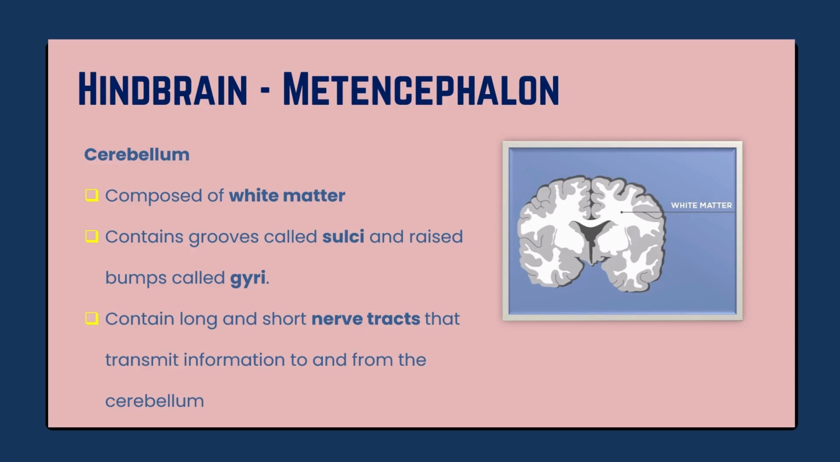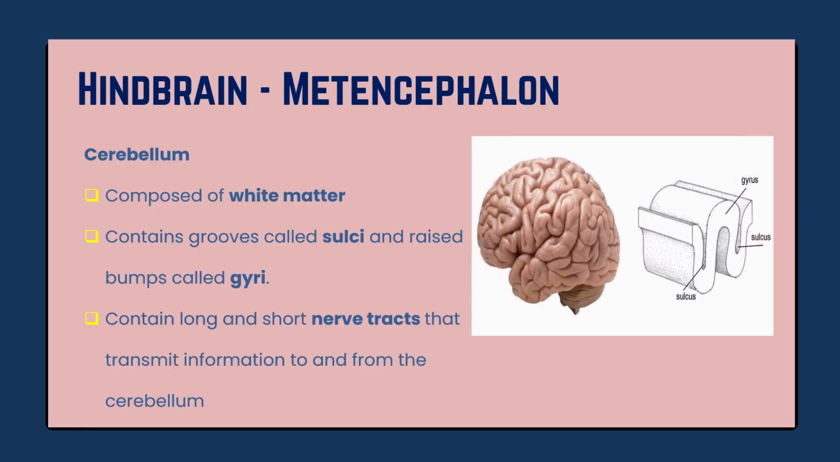You can see here there is visual gray area and there is white area. Where is the gray area found? In the cerebral cortex. We have also studied that in spinal cord this arrangement is reversed. Gray in the middle and white on the outside. Right? So our cerebellum is also composed of white matter.